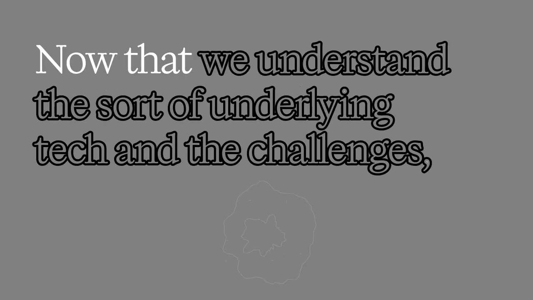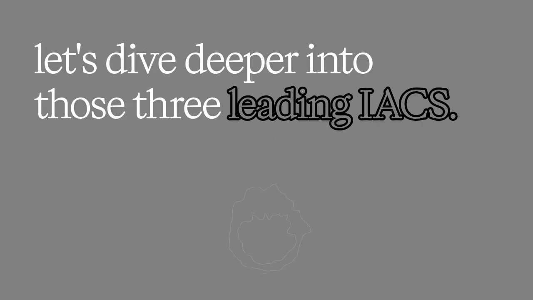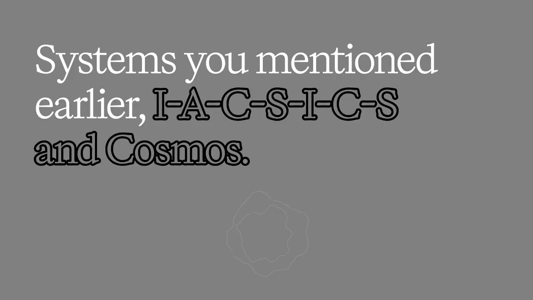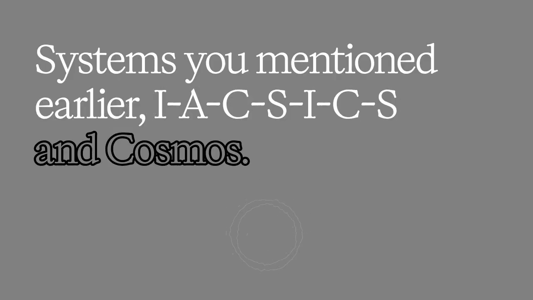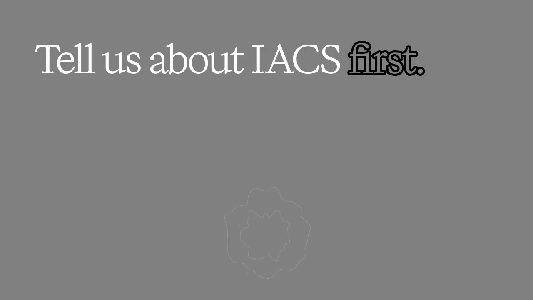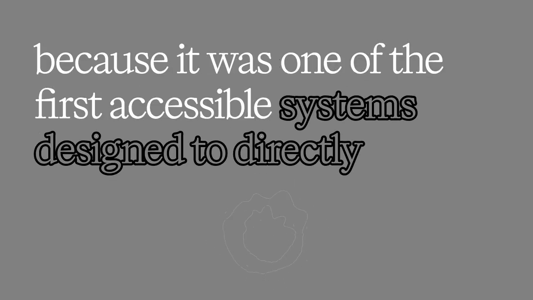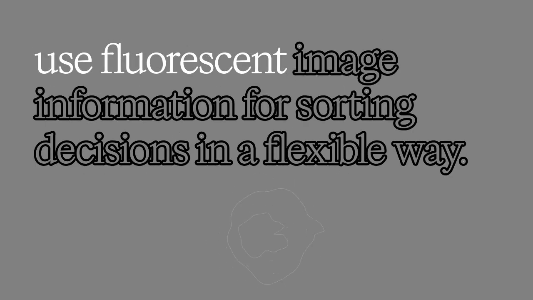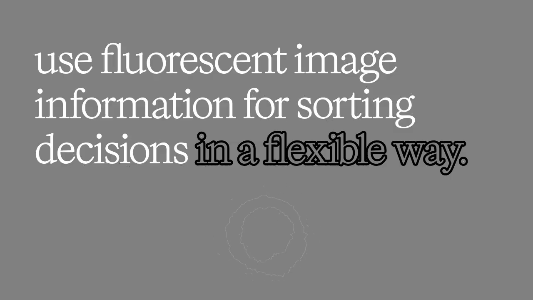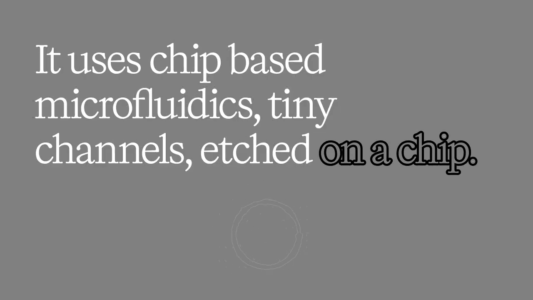Okay, that makes sense. Now that we understand the underlying tech and the challenges, let's dive deeper into those three leading IACS systems you mentioned earlier: IACS, ICS, and Cosmos. Tell us about IACS first, the intelligent one. Right, Intelligent IACS, or IACS. This system really marked a new era for high-speed sorting because it was one of the first accessible systems designed to directly use fluorescent image information for sorting decisions in a flexible way. It uses chip-based microfluidics, tiny channels etched on a chip.